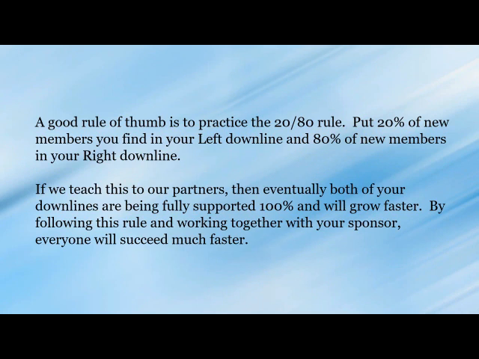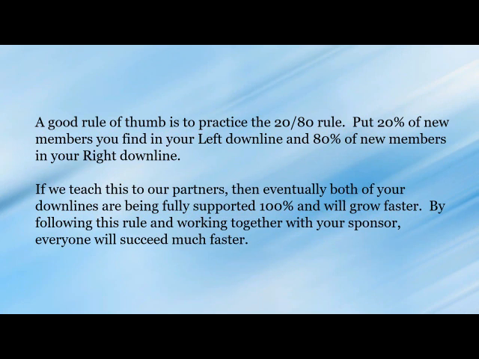Now, this is not set in stone. If you and your team want to practice the 30-70 rule or the 40-60 or 50-50, whatever you come up with as a team, this is just a rule that I came up with, and I found it on the internet actually, so you know it's true, but it's a rule that just helps to grow your downlines using team effort. So as an example, you put 20% of new members that you find in your left downline and 80% of new members in your right downline.